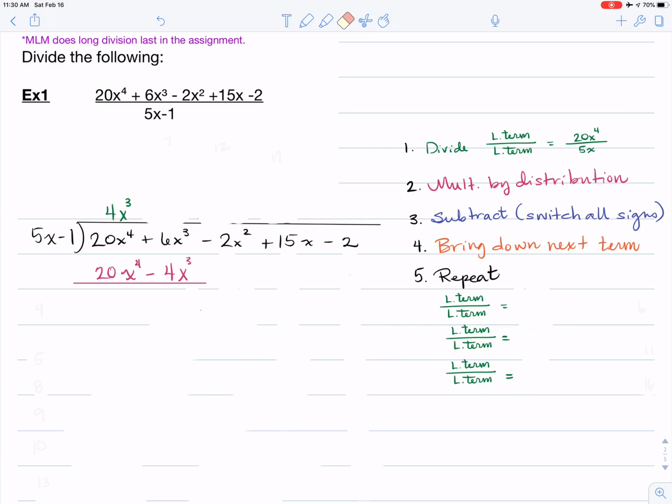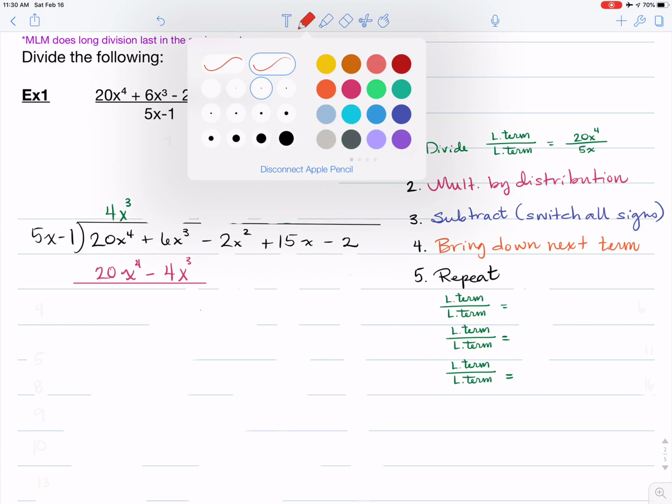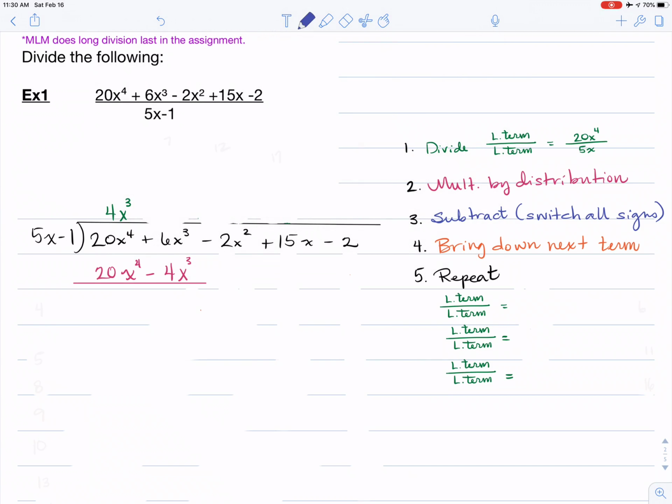Now make sure that when you subtract here, you switch all of your signs. Let me use a different color to do this. That means this 20x to the 4th is going to become negative, and the negative 4x cubed is going to become positive. We're subtracting all of the terms, and that's going to give us a 10x cubed. The next thing we want to do is bring down the next term, and then we will repeat.